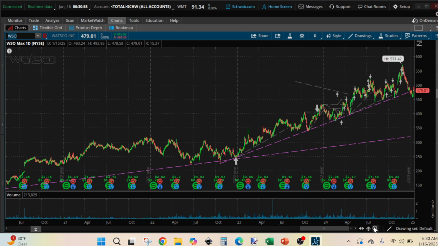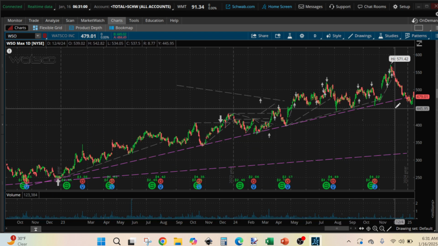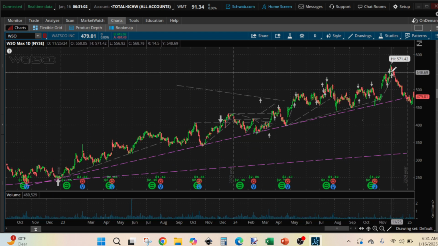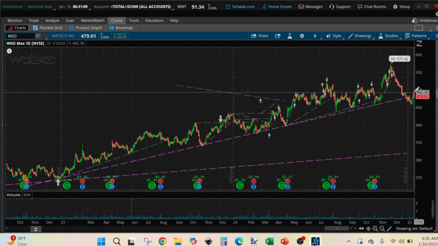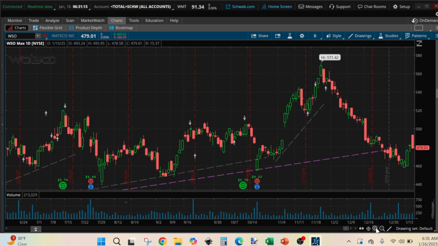WSO, we bought it at this trend line, and that trend line ended. It pulled back, and it has pretty much been doing that since around this trend line here. But we have lower lows here, so we don't have enough higher lows to say that it's not going to continue going down to the next purple line that we have below.